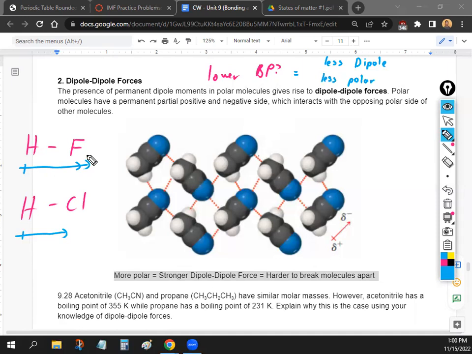So if HF is more polar, that means the partial negative will be a lot stronger than the partial negative on the chlorine. If it's more polar, this acts more as a negative than this one does. And so that means HF is going to have more dipole forces with other HF molecules, which means that HF will have the higher boiling point and HCl will have the lower boiling point because it's less polar than HF is.